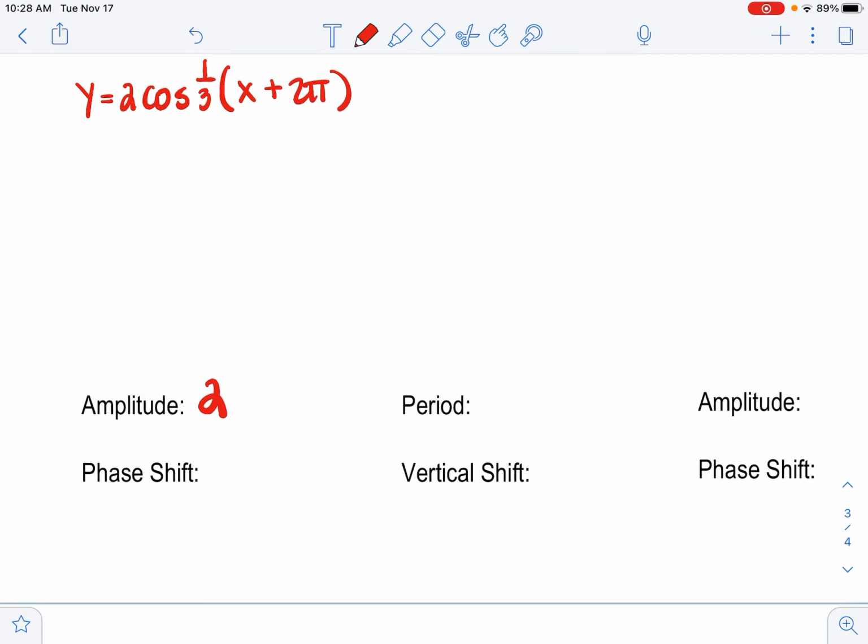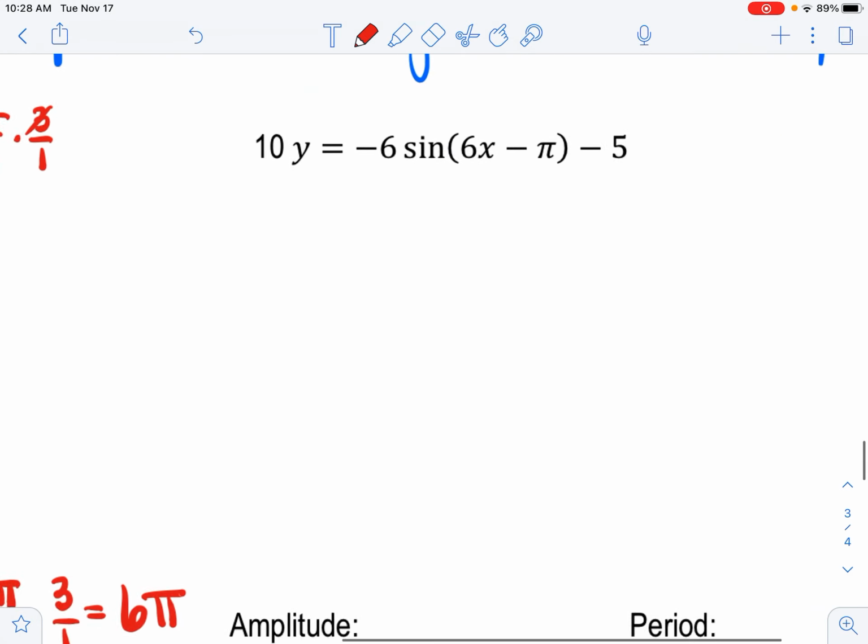All right, amplitude, this is cosine, so it has an amplitude of 2. Phase shift, this is left 2 pi. Vertical shift, there is none. Period, 2 pi divided by 1/3. I don't divide by fractions, so instead I'm going to multiply by the reciprocal, which is 3 over 1. So that's 6 pi.